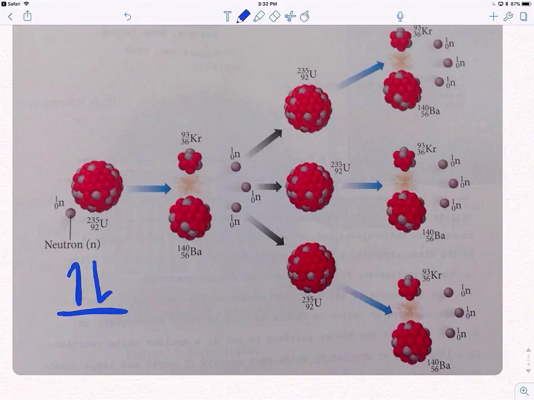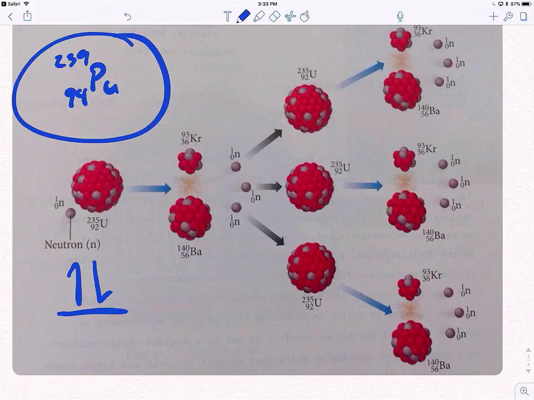Other elements that can fission include plutonium-239, which is another one that we use quite a bit. Plutonium has a really high rate of spontaneous fission. Californium has an even higher rate. They happen really fast. But plutonium-239 is the preferred material to use in nuclear weapons.